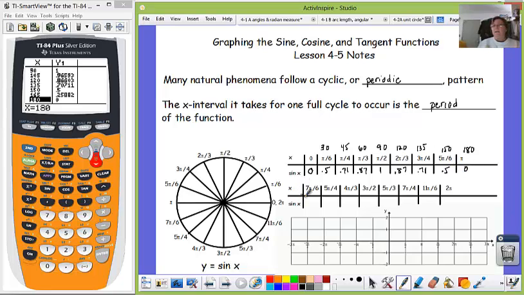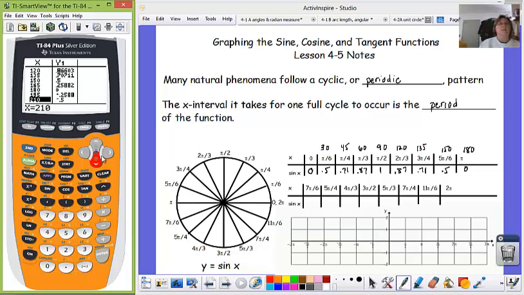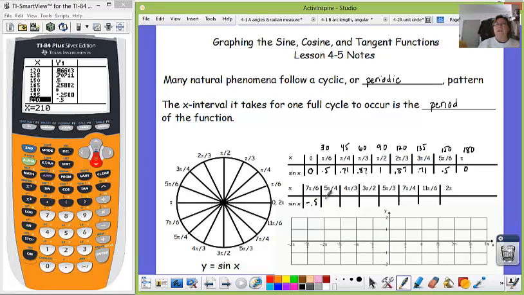Now, from there, I'm pretty sure you know what happens. We've done an up cycle. Next comes a down. And at 7 pi over 6, which is 210 degrees, we are at negative 0.5. And so now we're on our downhill track. Negative 0.71, negative 0.87, negative 1 at 3 pi over 2. That's straight up and down. Negative 1 is the sine there. Then we start climbing again. Negative 0.87, negative 0.71, negative 0.5, and back to 0.